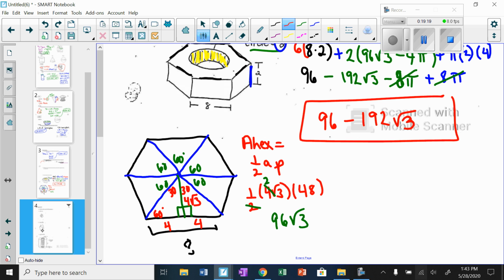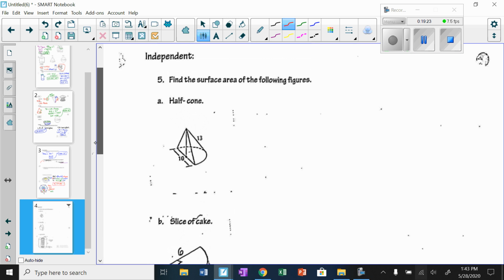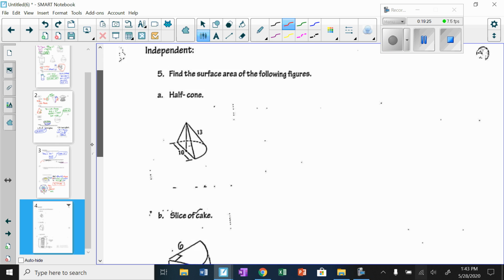All right, on the next page, I know this says independent, but I actually want to do these with you because they're problems you need to know. So find the surface area of the following figures. So we have a half cone.